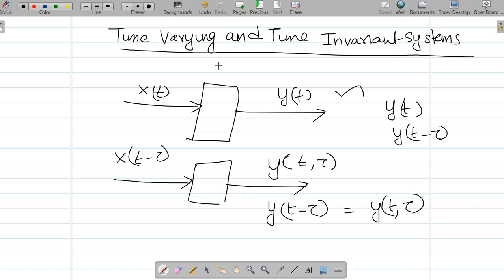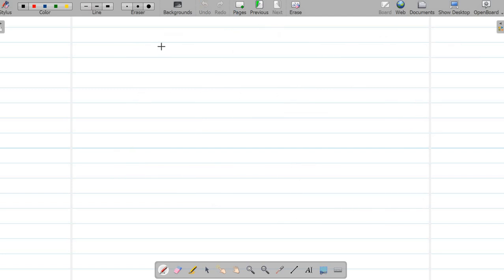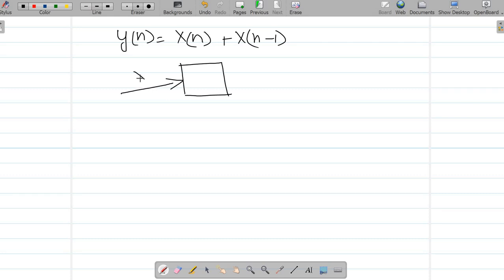So to illustrate this, let us take an example. Let us say y of n is equal to x of n plus x of n minus 1. This is a dynamic system. We have to do the first operation, that is, when you pass the input x of n to the transformation block, I get y of n, which is nothing but x of n plus x of n minus 1.